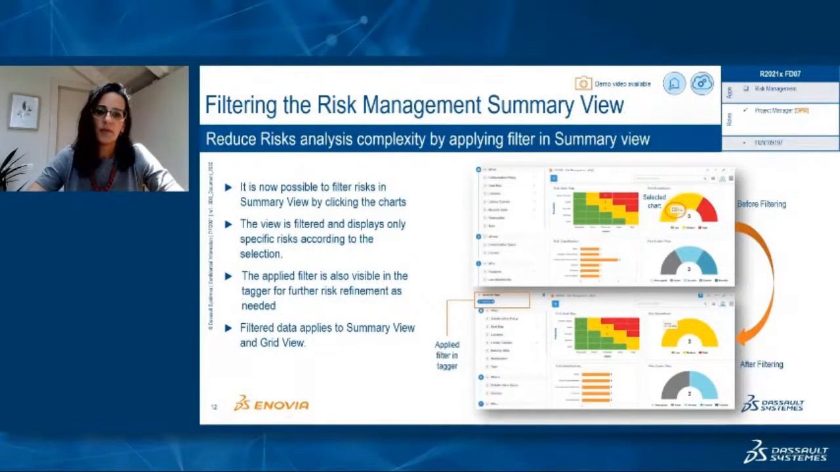It is now possible to filter risks in summary view by clicking on the chart, any area of the chart. The filtered data applies both to the summary view as well as to the grid view. The applied filter is also visible in the tagger. So when you open the 6W tag, you see the applied filter. So you can continue to refine the risk using the tagger.